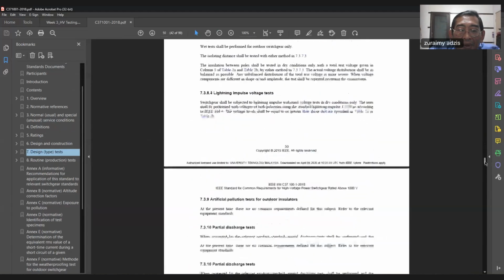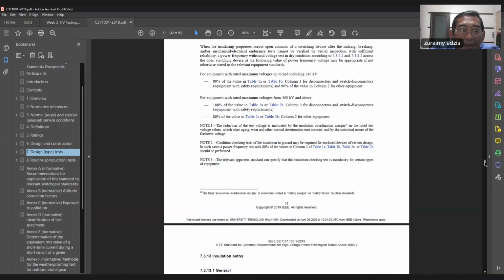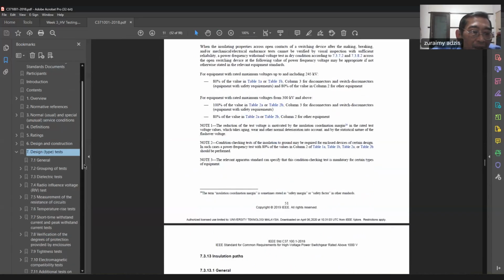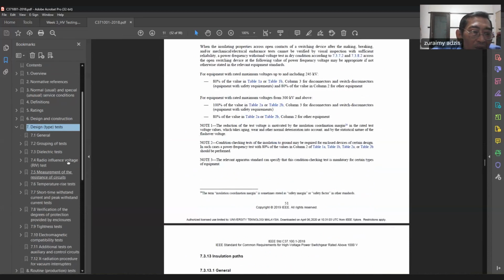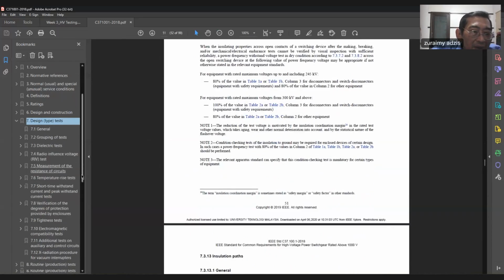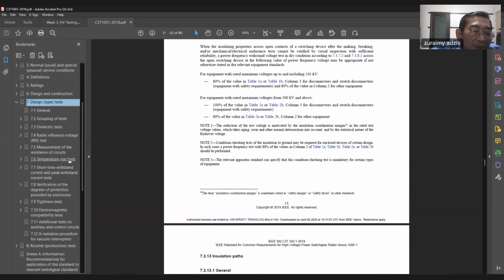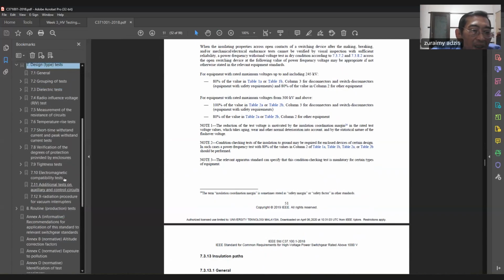Before we go to section 8, let's open this one up. Dielectric test, radio influence voltage test (RIV test), measurements of the resistance of the circuits, temperature rise test, short time withstand current and peak withstand current test, verification of the degrees of protection provided by the enclosures, all right, for the switchgear. Tightness test, this is mechanical.